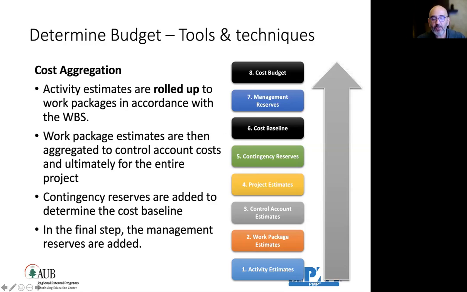So to get the cost baseline, I'm aggregating them bottom up and adding to them the contingency reserve. The cost baseline does not include the management reserve. Okay? Management reserve is a lump sum amount set on top for force majeure, for major uncertainties, for unidentified risks. We will see it more in risk management.